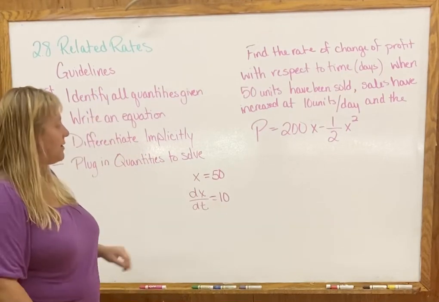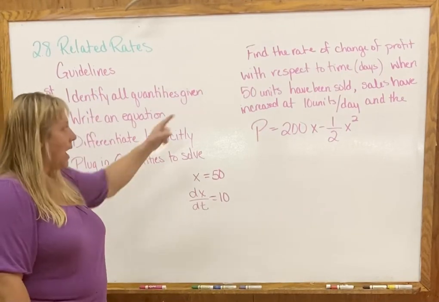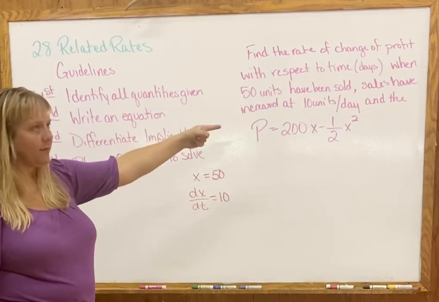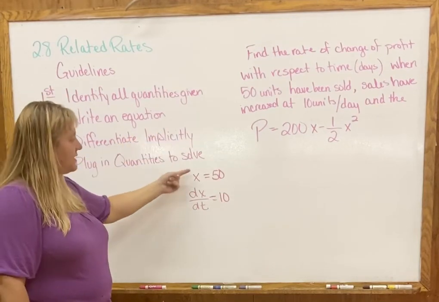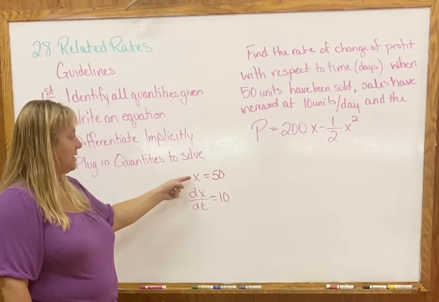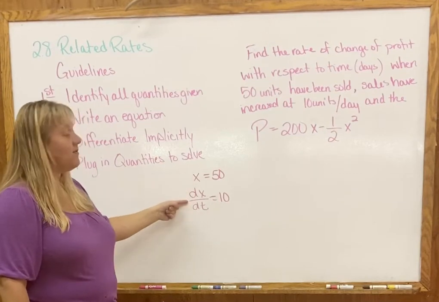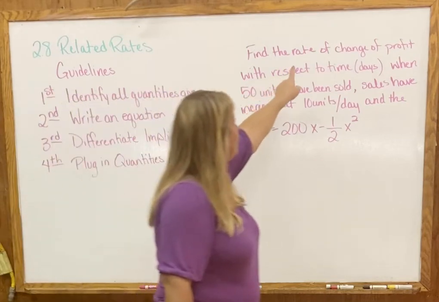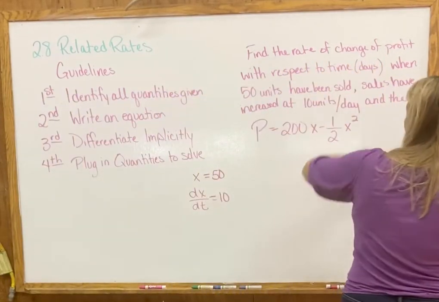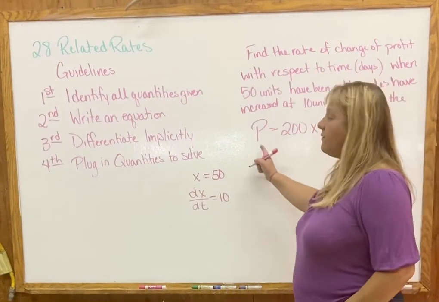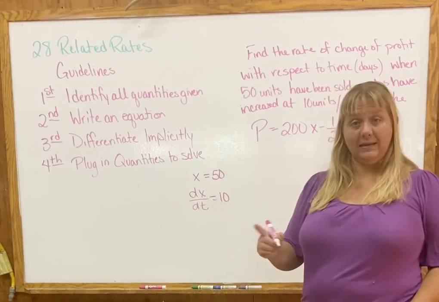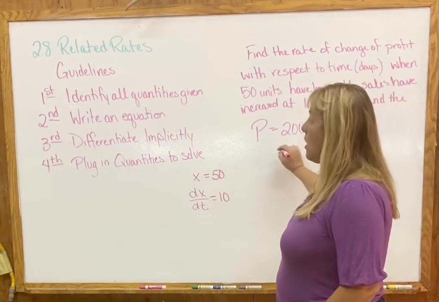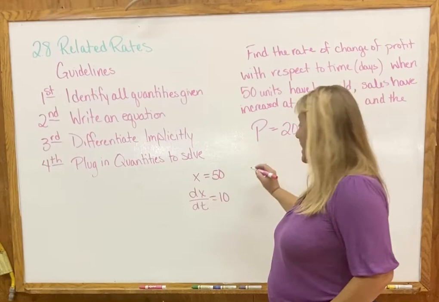So that's what I mean by write down the quantities. I know that you can look in the problem and see the number 50 and 10, but what's important is to figure out what variable they've given us. They've given us x, but they've also given us dx/dt. Now, we're interested in the rate of change in profit with respect to time, so we want to find dp/dt. So now we've got our equation, we're ready to take the derivative.